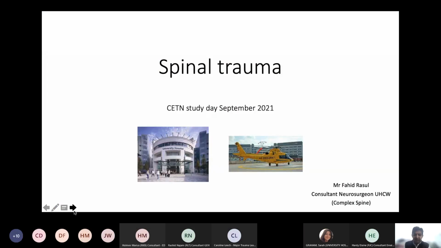I'm a consultant neurosurgeon at Coventry Hospital, and what I'm going to be talking about today is spinal trauma.